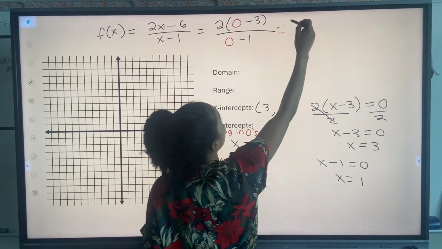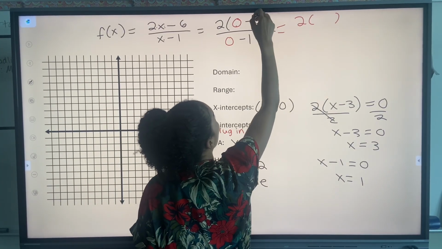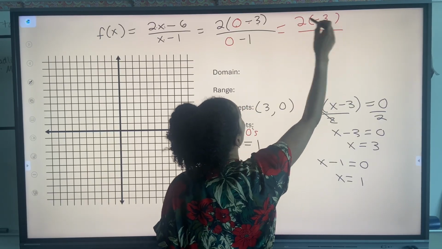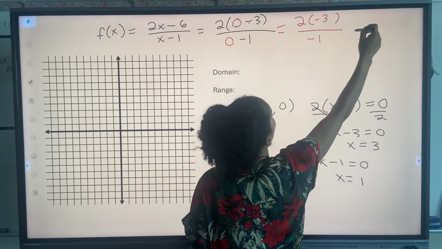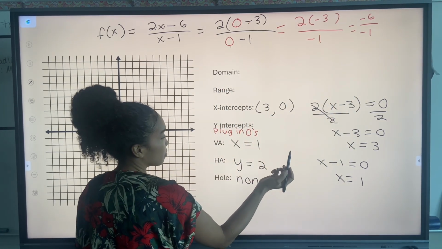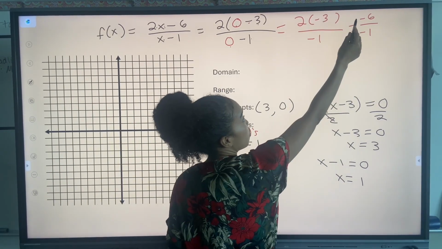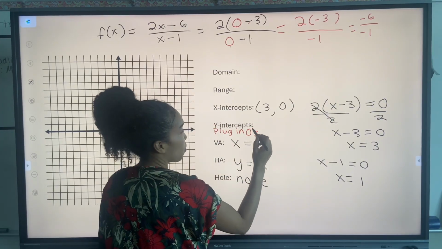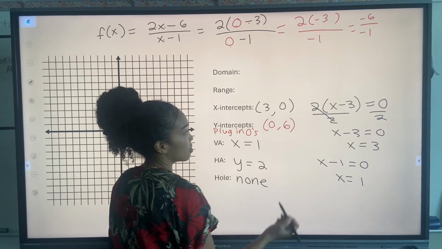So I get 2 times 0 minus 3 is negative 3. 0 minus 1 is negative 1. So you get negative 6 divided by negative 1, which is just 6. A negative over a negative is positive. So your y-intercept is at (0, 6).